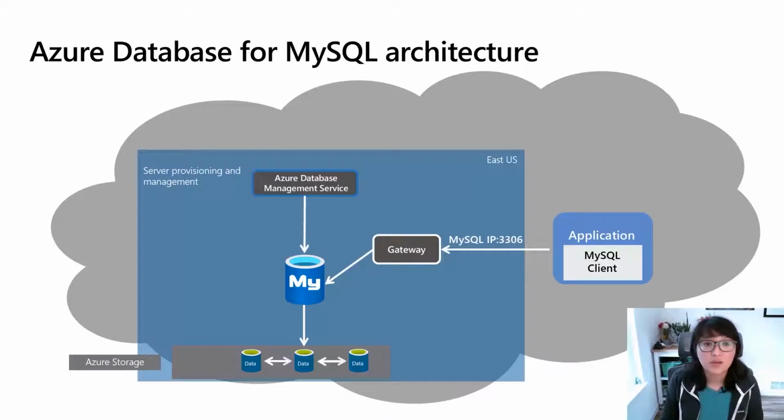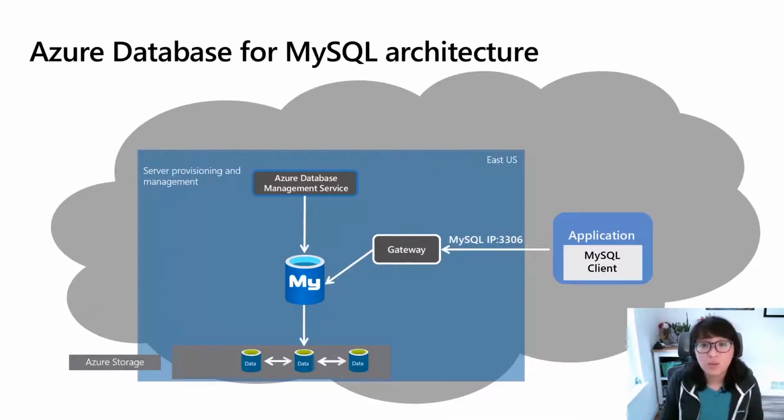First, the connection is routed through our gateway, and the gateway sits in front of all of the backend nodes in our service. The gateway interprets the connection string and is able to then route that connection to the appropriate MySQL server running on the backend. That MySQL server is also connected to Azure Storage. Azure Storage is what we use to host all the data files and backup files for your particular server. And we also have the Azure Database Management Service, which is used to detect any issues that may be running in your server and also helps with facilitating any failovers.